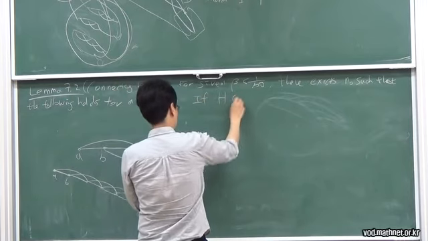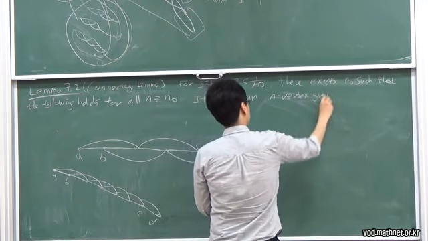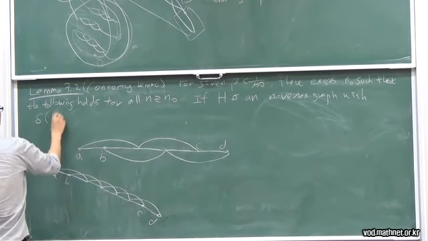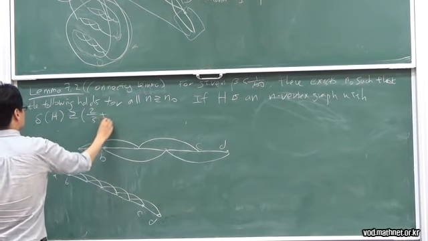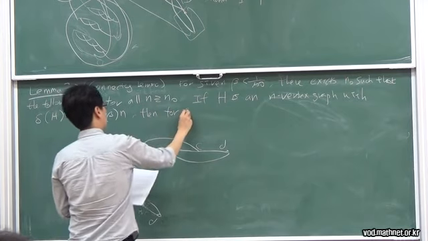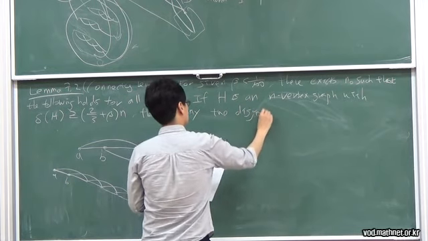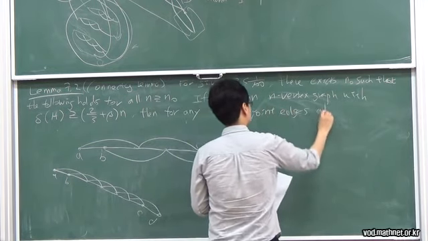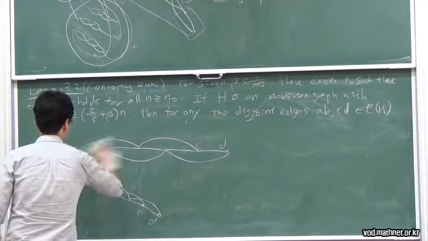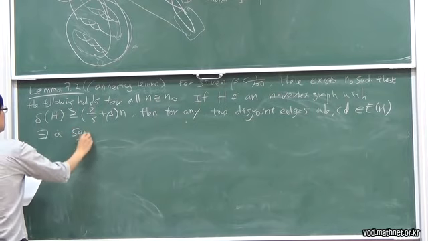If H is an n-vertex graph with minimum degree at least 2/3 plus beta times n, then for any two disjoint edges AB and CD, there is a square path.